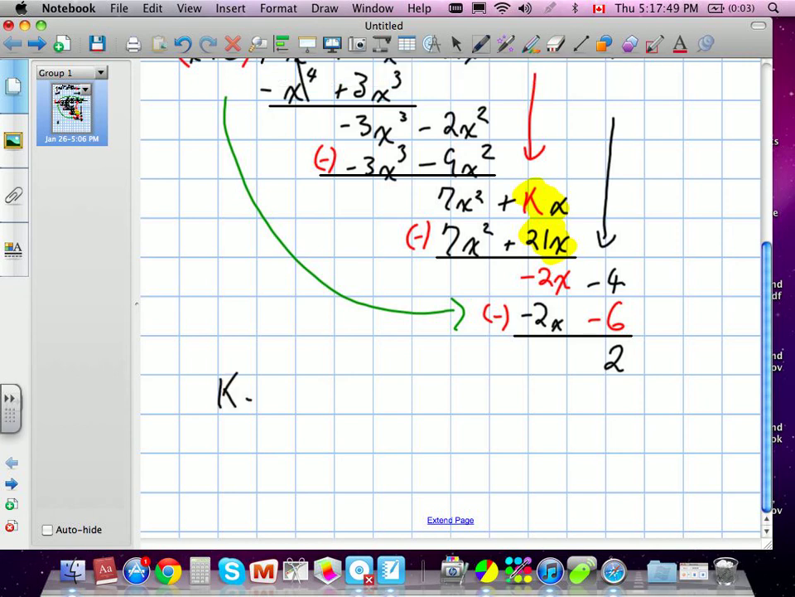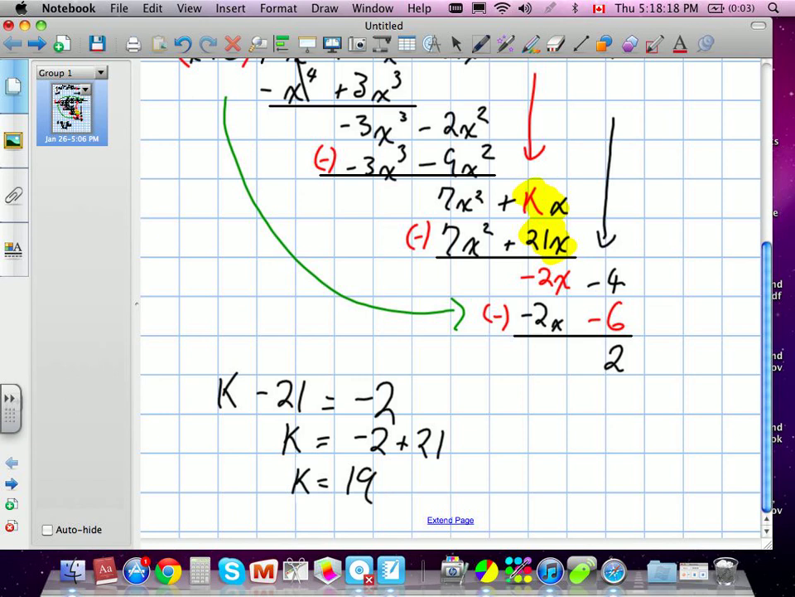So k minus 21 is going to equal negative 2. Okay? We bring 21 to the other side. We get k is equal to negative 2 plus 21. K is equal to what? 19. Good.